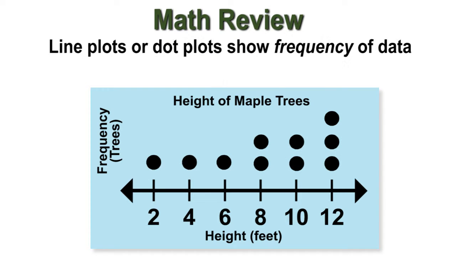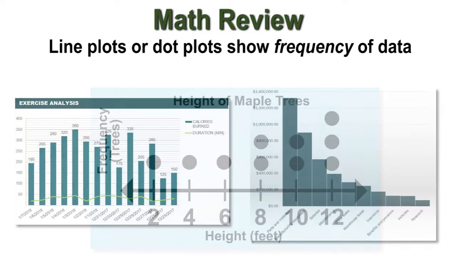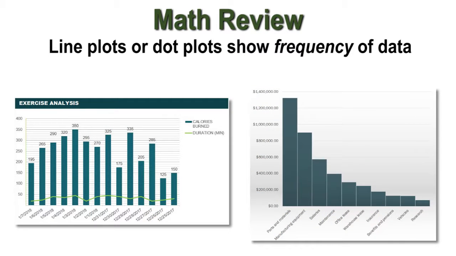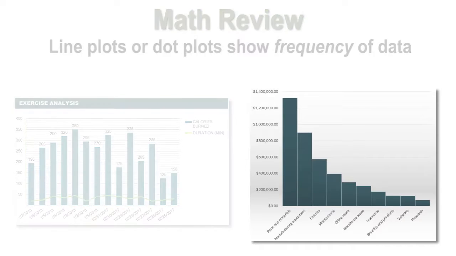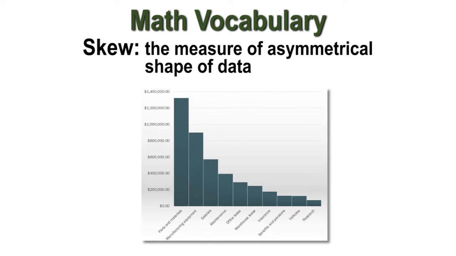Dot plots or line plots show the frequency of a smaller number of data points. Data on a graph can provide information at a glance for larger amounts of data. Noticing the shape and distribution of the data in context of what the data represents can provide additional information. We should also look to see if the data is skewed. Skew is the measure of asymmetrical shape of data.